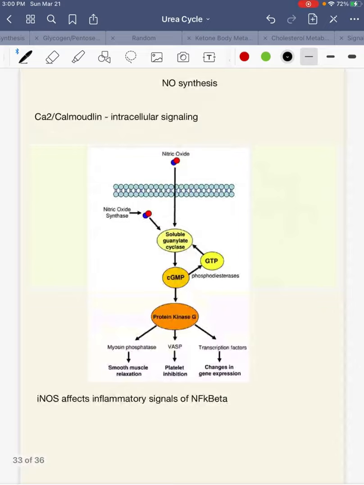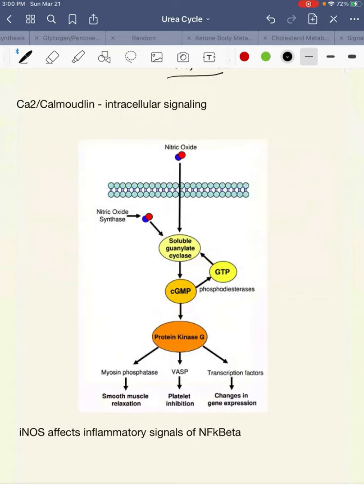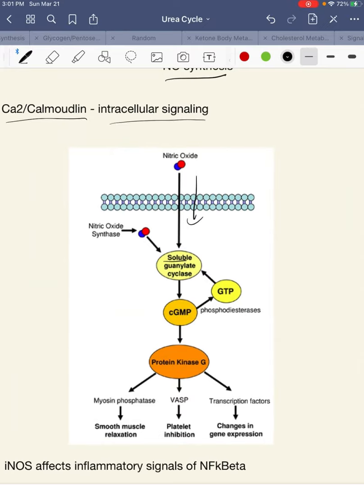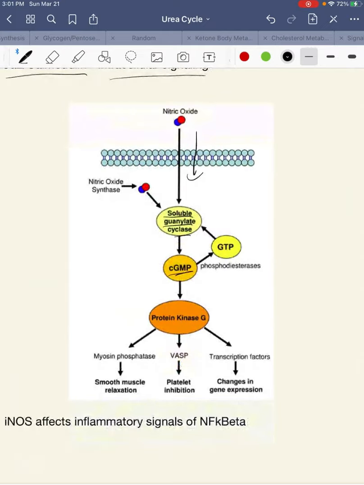Okay, so let's talk about some stuff that nitric oxide can do. It can be acted upon by calcium and calmodulin, and those can help activate nitric oxide synthase to make nitric oxide, or nitric oxide can also diffuse through the membranes. One thing that it can act on is guanylate cyclase. So guanylate cyclase is very similar to adenylate cyclase, except guanylate cyclase makes cyclic GMP.